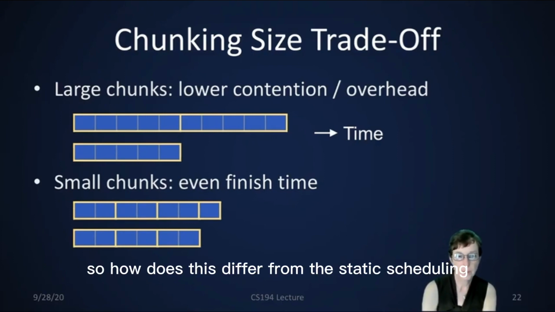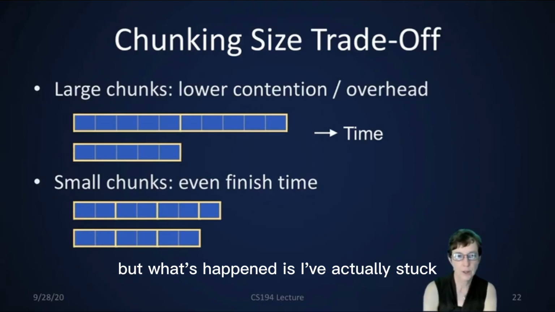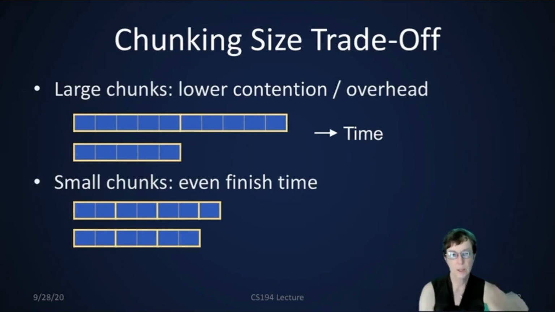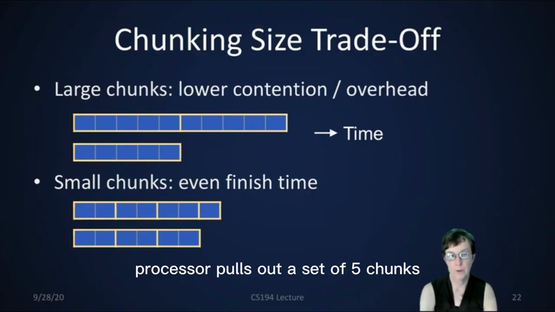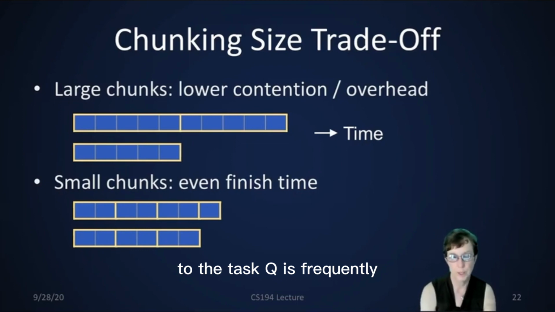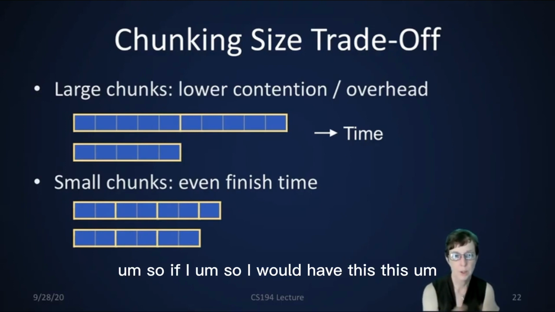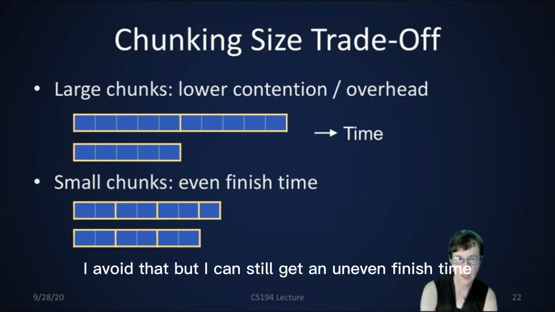So how does this differ from the static scheduling? Well, this picture doesn't make it clear, but what's happened is I've actually stuck all 15 of these tasks into my task queue, and then when I'm pulling them out, a processor, in this case we just have 2 processors, pulls out a set of 5 tasks. And pulling out 5 tasks means I don't have to go to the task queue as frequently, so it reduces the contention than if I just had a chunk size equal to 1. I would sort of be bashing on my queue a lot. So if the chunk size is larger I avoid that, but I can still get an uneven finish time.